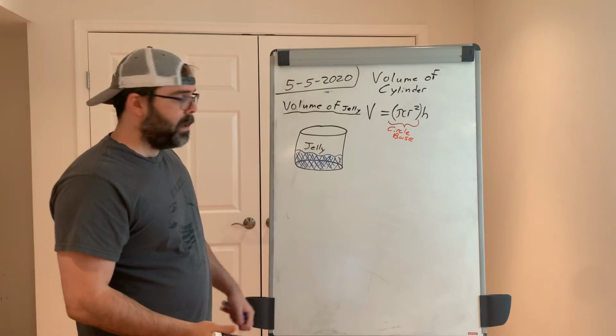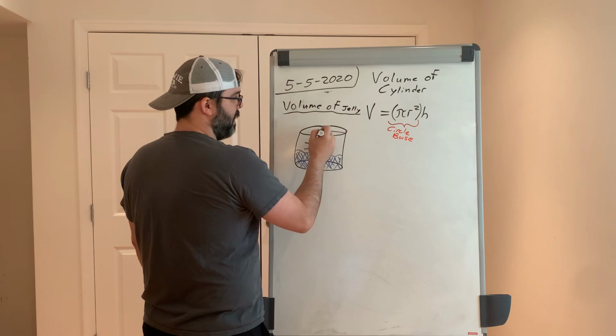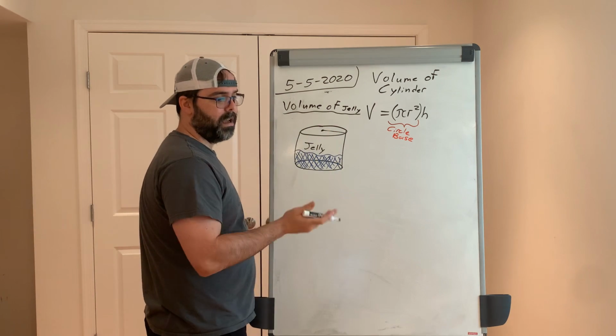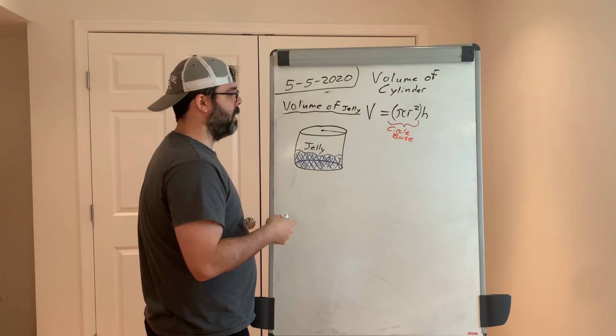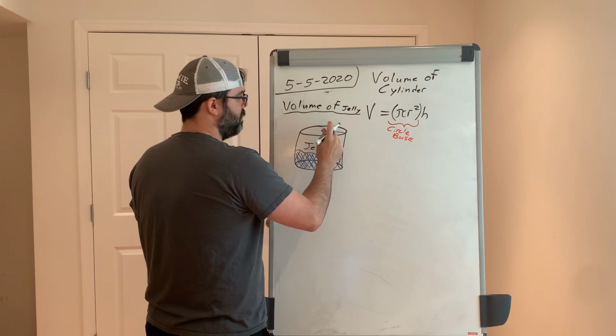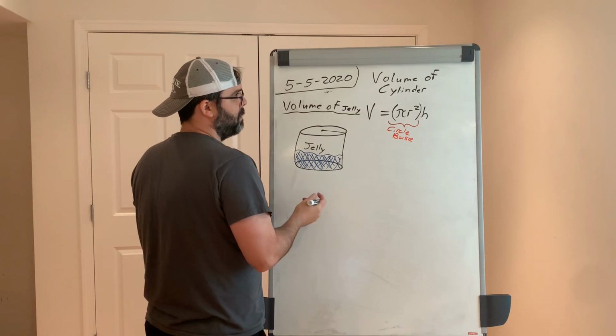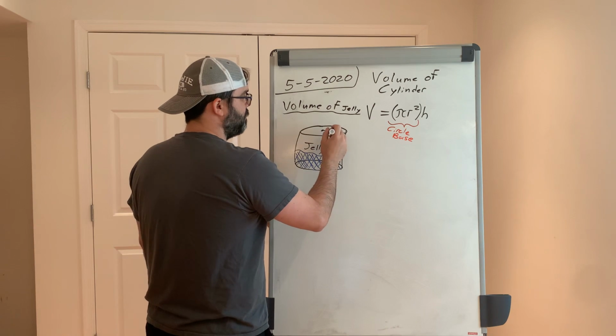Okay, so we're going to need a couple of things. First, we're going to need to know the radius or diameter of the jar. If the diameter is some number, just divide it in half. So let's say this is 6. No, let's use something realistic here. Let's say it's 2.5 inches.